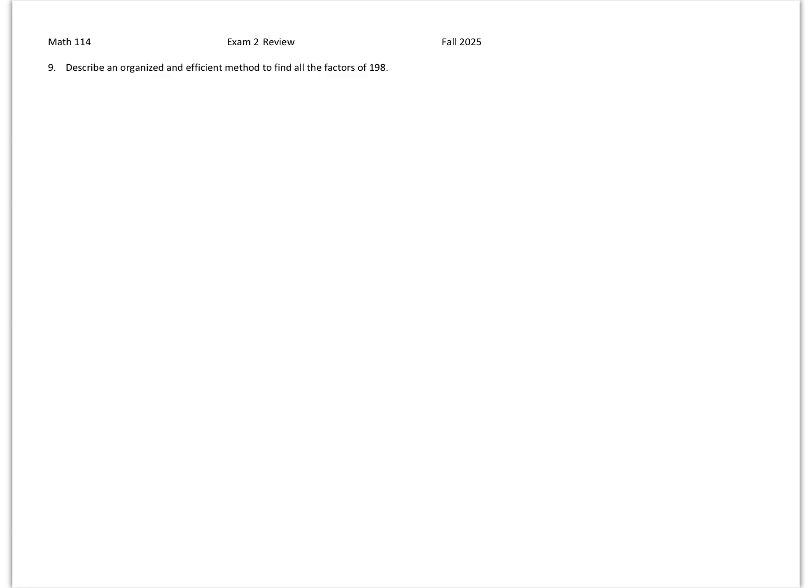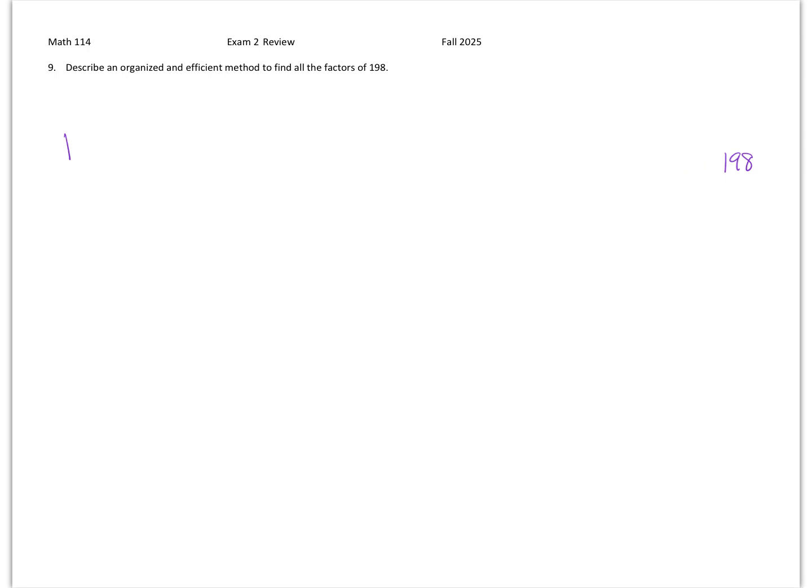Describe an organized and efficient method to find all the factors of 198. So I like to use sort of a rainbow method where I put 1 and 198 far away from each other. And then I'm going to just test larger and larger integers, and I will go in order. Like I'm going to test 2, 3, 4, etc. And once I test 2, for instance, I figure out what the other factor is. 2 times what gives you 198.